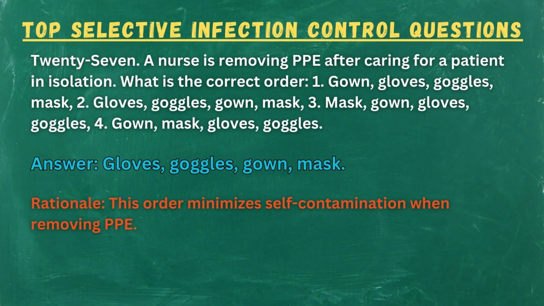27. A nurse is removing PPE after caring for a patient in isolation. What is the correct order? 1. Gown, gloves, goggles, mask. 2. Gloves, goggles, gown, mask. 3. Mask, gown, gloves, goggles. 4. Gown, mask, gloves, goggles. Answer. Gloves, goggles, gown, mask. Rationale. This order minimizes self-contamination when removing PPE.